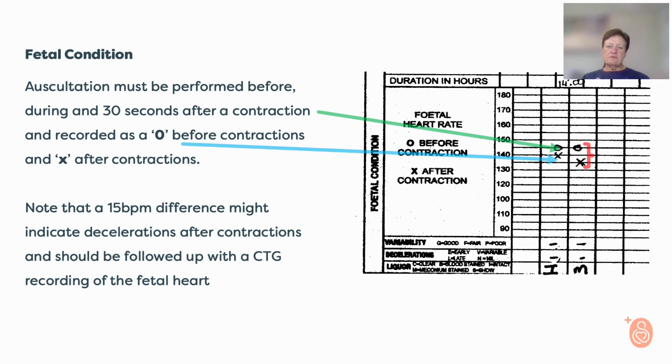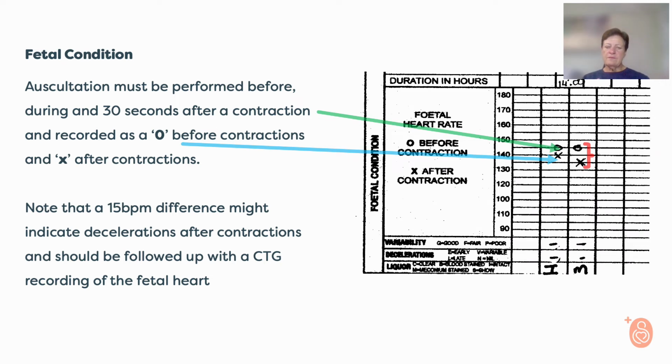When we look in more detail at the recording of the fetal assessments, first of all, we look at the fetal heart rate. These numbers here are an indication of the fetal heart rate, and we record it according to that, from 90 to 180 beats per minute. So if the fetal heart rate is 130 beats per minute at this instance, then I will record it here as 130 beats per minute.